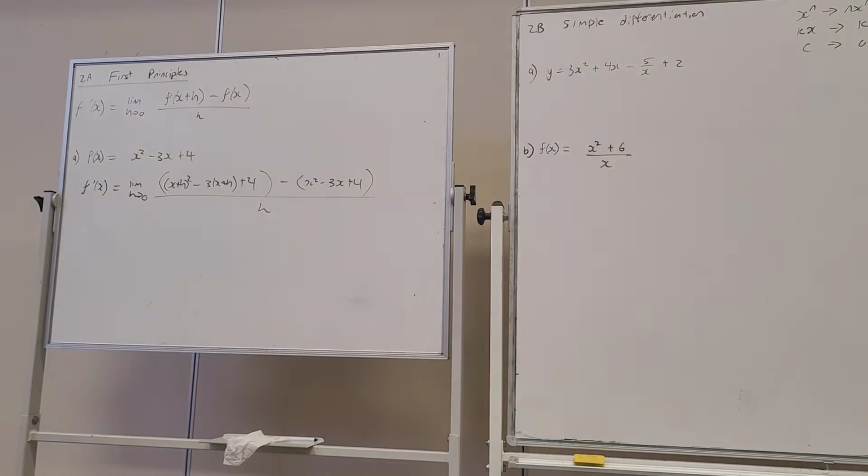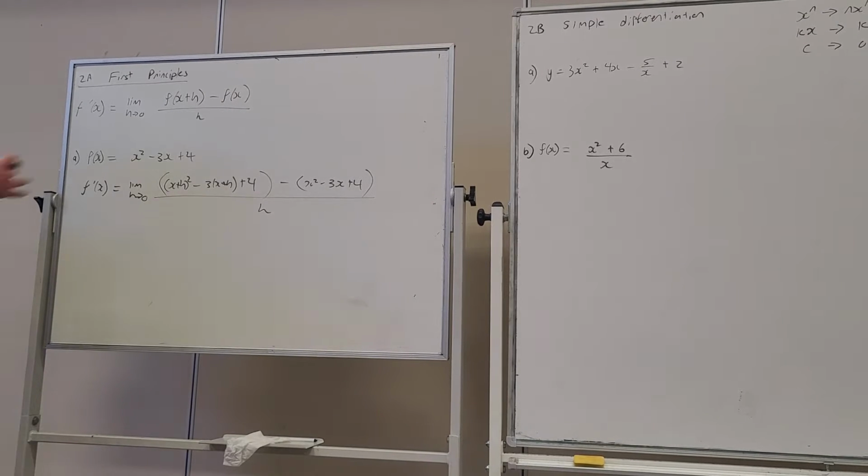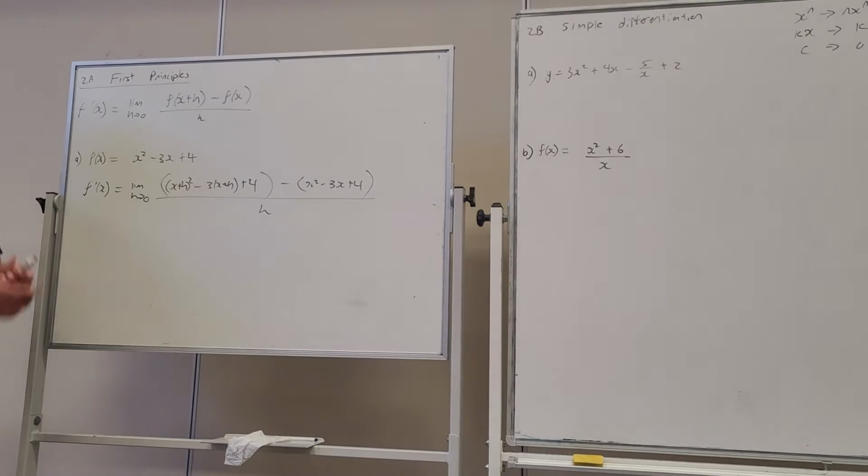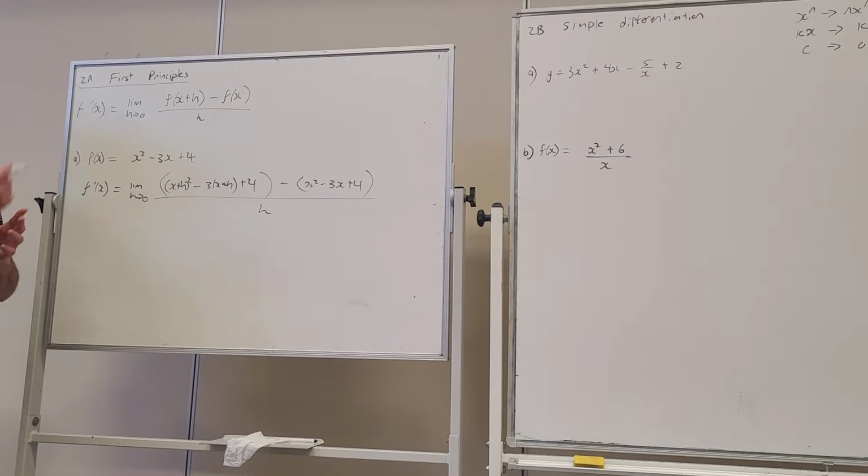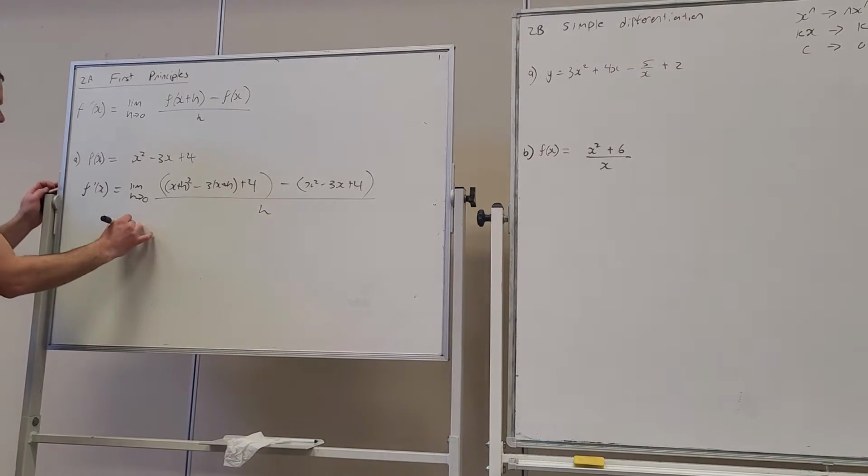So we know these first principles ones, we're pretty familiar with them. It's just that methodological process, isn't it? It's expand, collect like terms, factorise h, cancel h, apply the limits. Always the same. Let's do it.